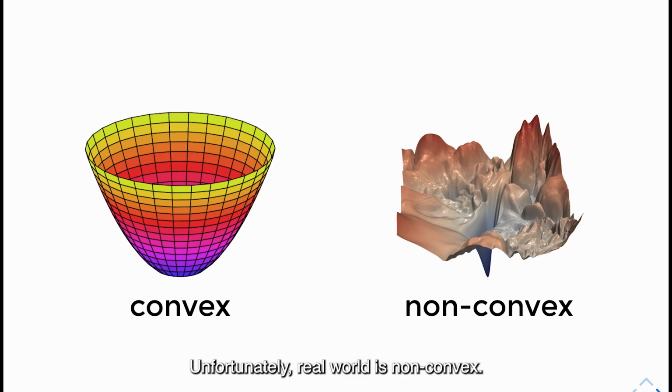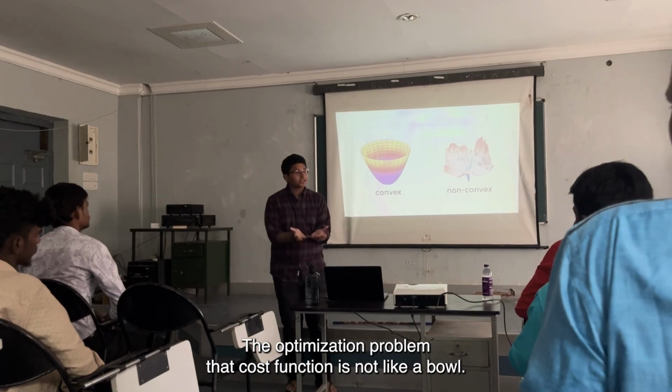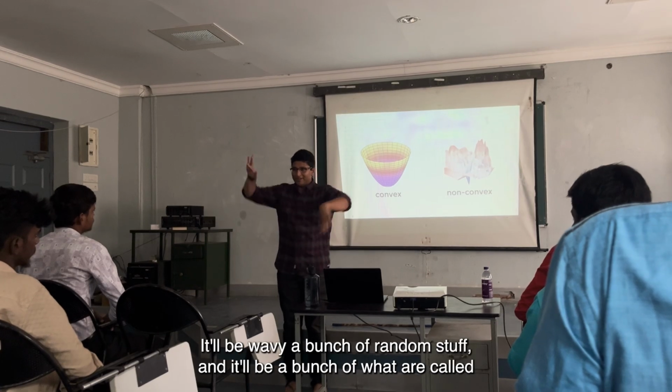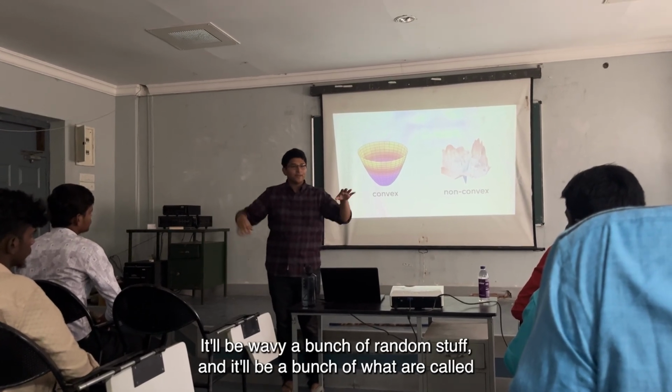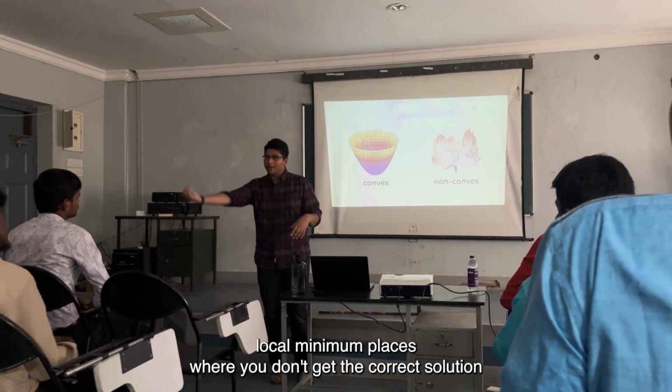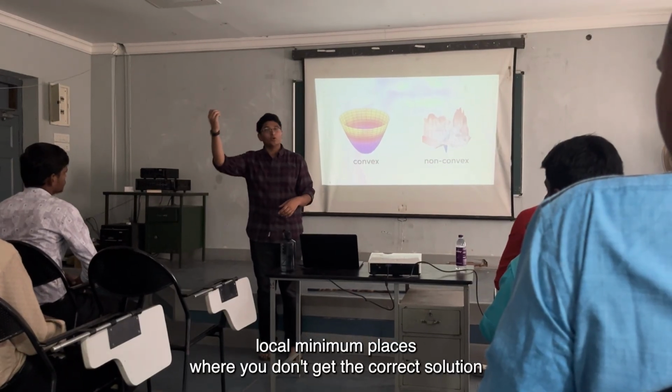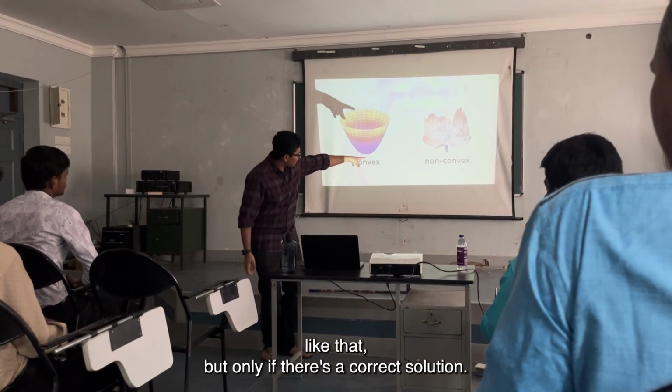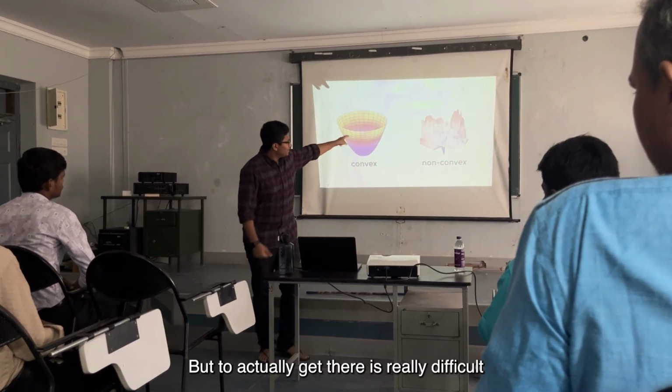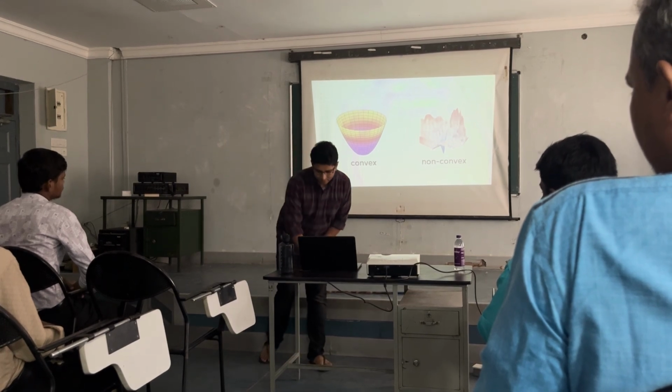Unfortunately, the real world is what's called non-convex. The optimization problem, that cost function, is not like a bowl. It'll be wavy, a bunch of random stuff. And there'll be a bunch of what are called local minima, places where you don't get the correct solution. Like that bottom point right there is the correct solution. But to actually get there is really difficult.